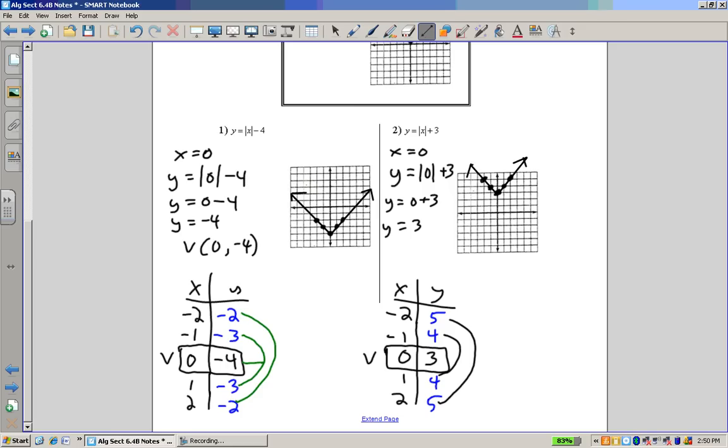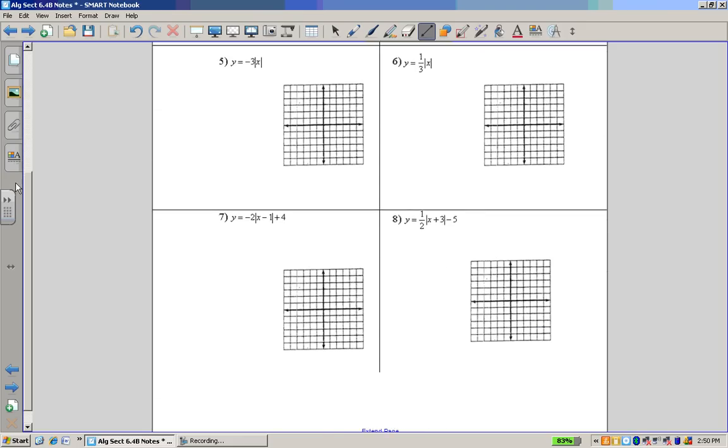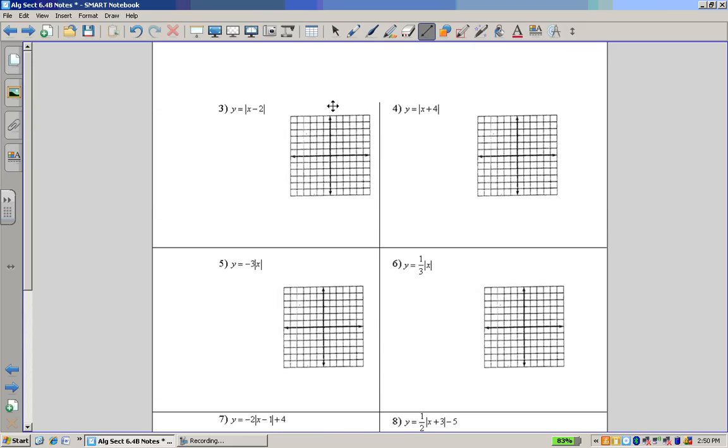Make sure that when you're graphing these, you do put the arrows on the end. That indicates that it goes on forever, goes to infinity in that direction. Okay, 6 more to go here. Let's go ahead and try one, and then pause the video and try to see if you can do number 4 on your own.